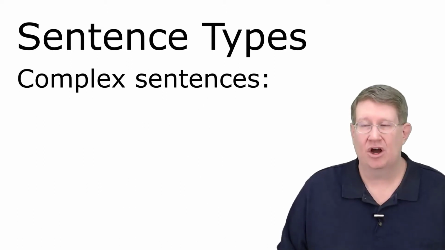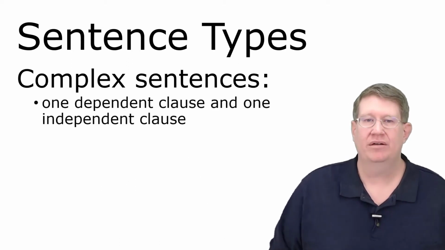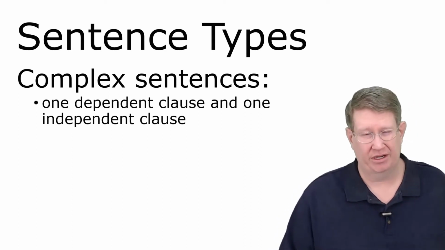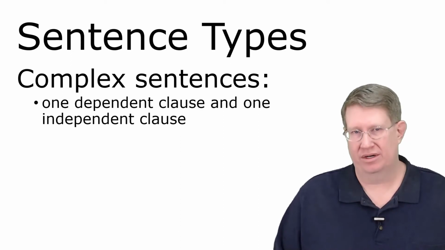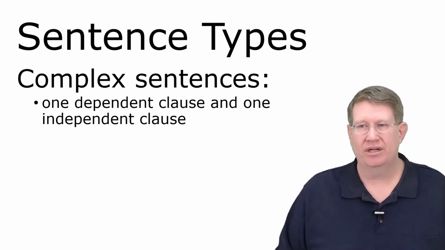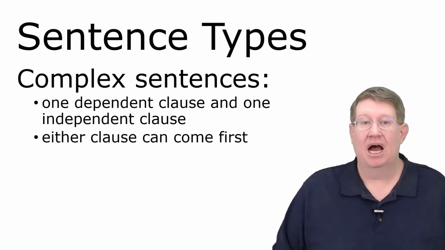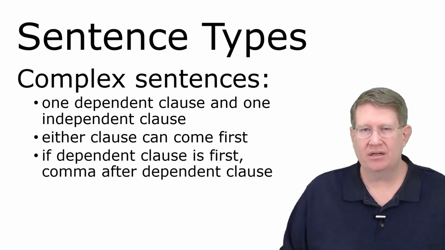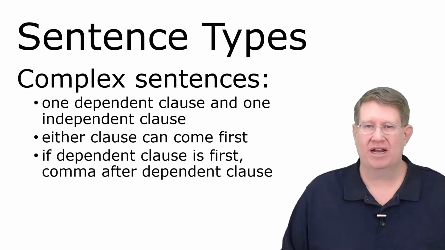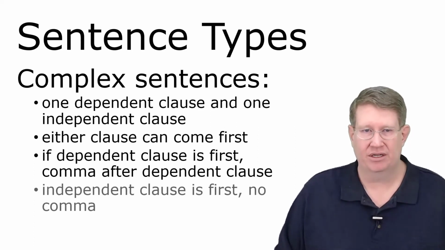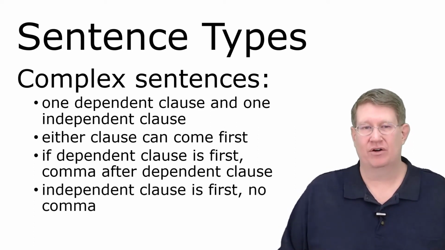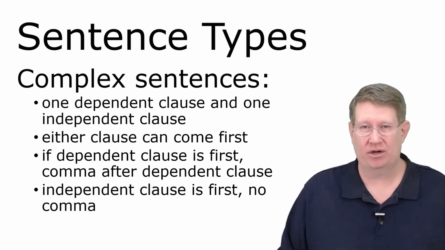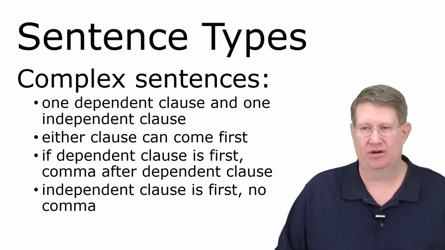So, a complex sentence is one dependent clause, and I'm sorry, that's actually a little bit of a mistake. One or more dependent clauses and one independent clause. Either clause can come first. If the dependent clause is first, there is a comma after the dependent clause. If the independent clause is first, there is no comma. And again, I'm not saying it's not necessary to put a comma. I'm saying don't put a comma.